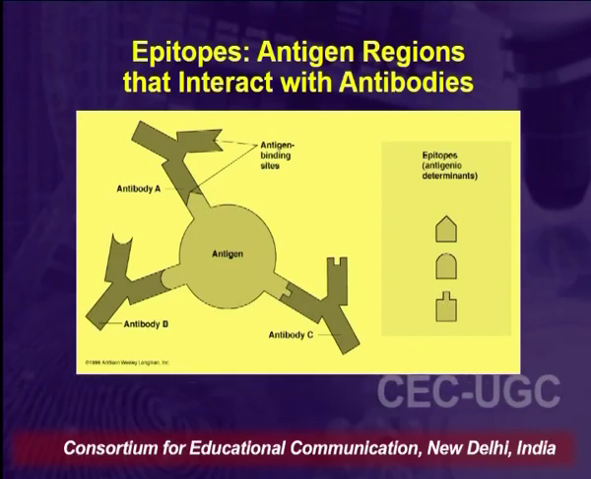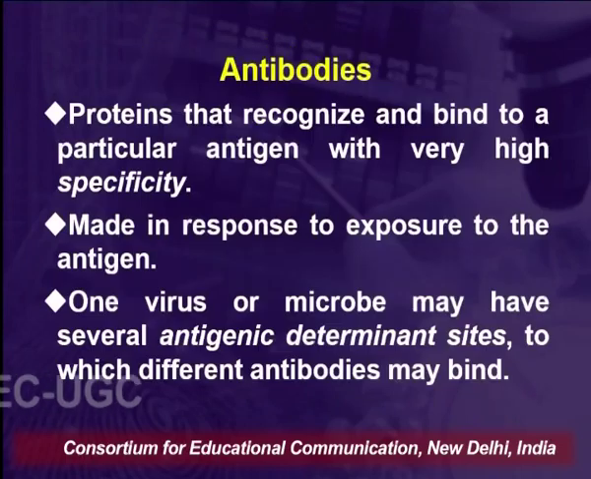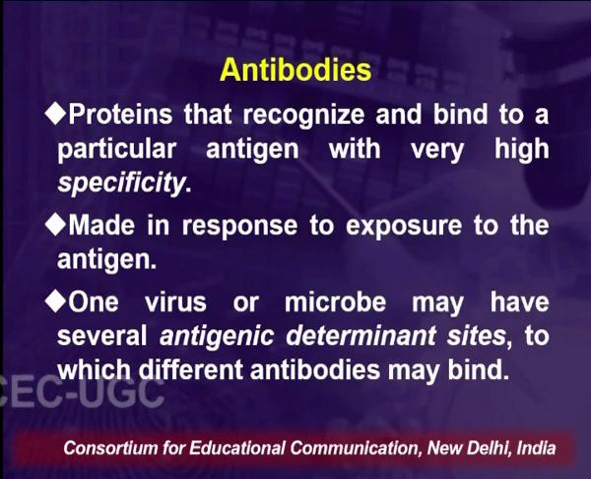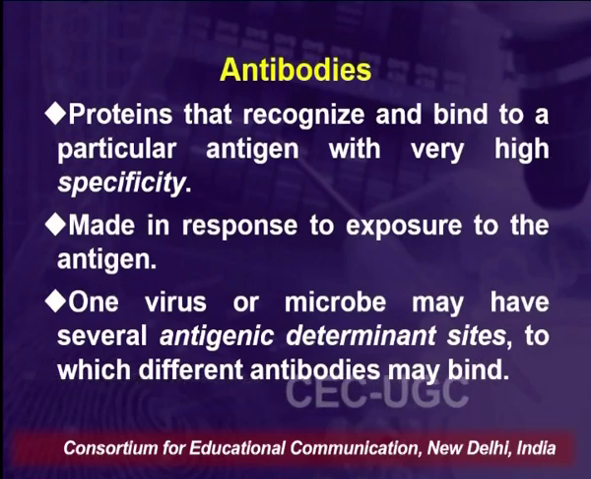So, we spoke about antigens, now we talk about antibodies. Proteins that recognize and bind to a particular antigen with very high specificity are known as antibodies. Usually antibodies are made by our body's immune system in response to exposure to any antigen. Any virus or microbe may have several antigenic determinant sites to which different antibodies may bind. So, if any foreign antigen enters our body, the immune reaction starts working and produces antibodies in response to that antigen.